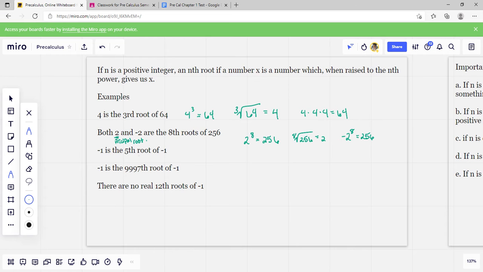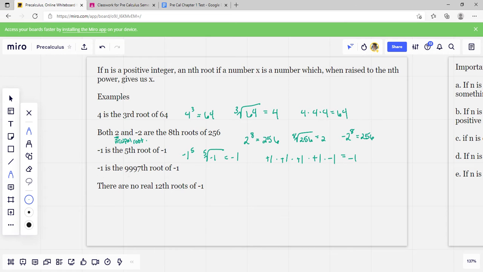All right, negative 1 is the fifth root of negative 1. That means negative 1 to the fifth, or the fifth root of negative 1, is going to equal negative 1, because it's negative 1 times negative 1 times negative 1 times negative 1 times negative 1. 1, 2, 3, 4, 5. And when we cancel these negatives, we're going to be left with negative 1.